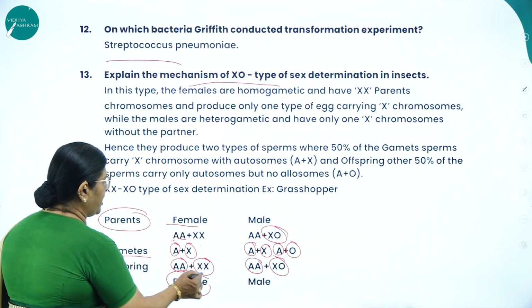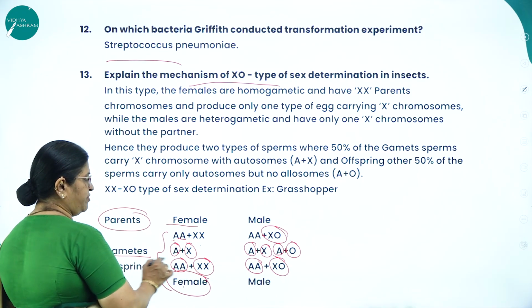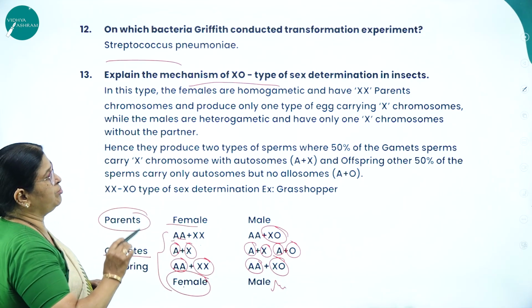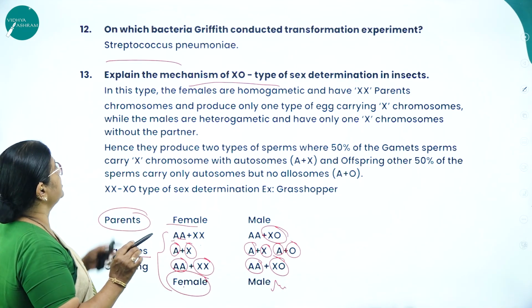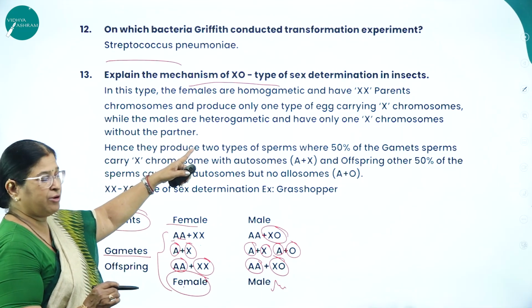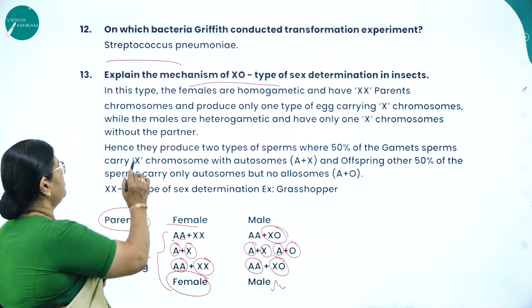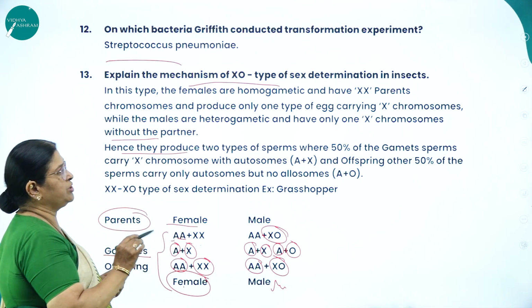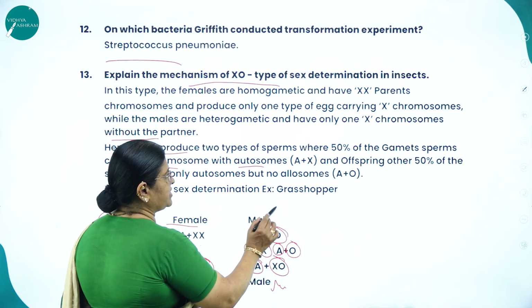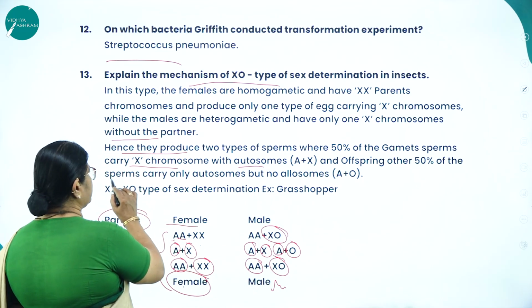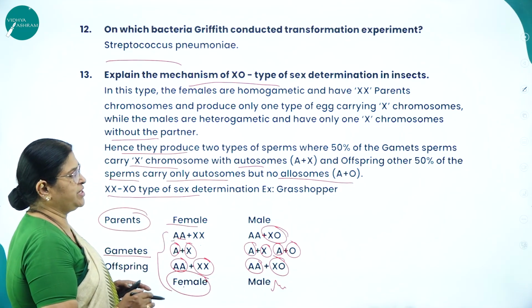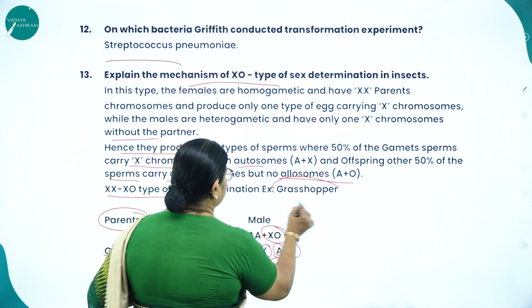So how will this appear? Here you can see this is female and this is male. In this type, the females are homogametic and have XX chromosomes, producing only one type of egg carrying the X chromosome, while the males are heterogametic and have only one X chromosome without a partner. Hence, they produce two types of sperms, where 50% of the gametes carry the X chromosome with autosomes AA plus X, and the other 50% of sperms carry autosomes but no allosomes. The classical example of XO type of sex determination is the grasshopper.